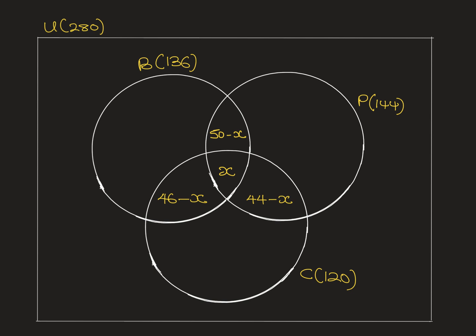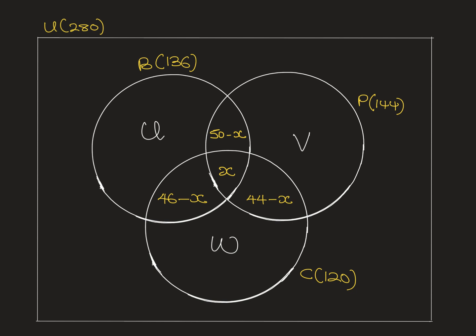If you look at the diagram, you will find that there are still blank spaces, right? Why? Because students studying only one subject have not been given in the question. So we can call them any letter. Let's call them U, V, and W. So U is the number of students studying only biology, V is the number of students studying only physics, and W is the number of students studying only chemistry.